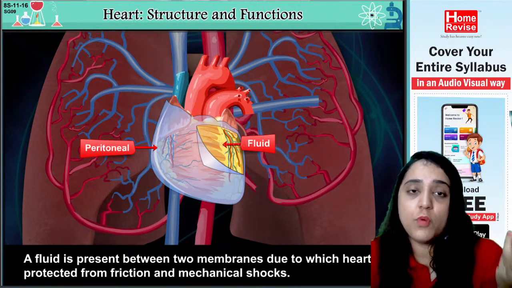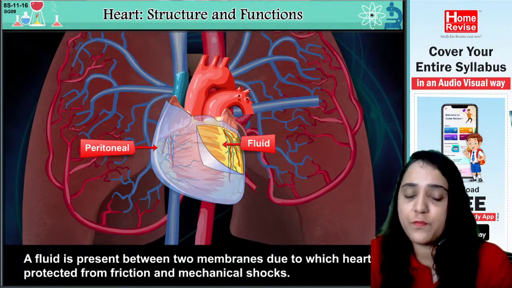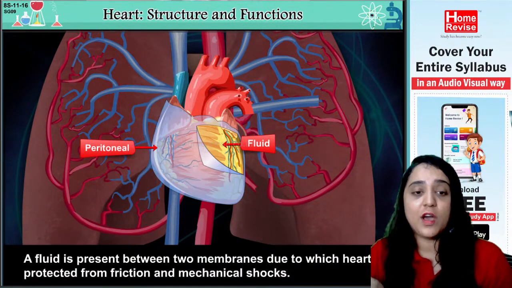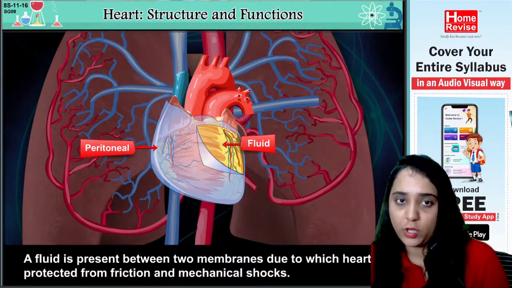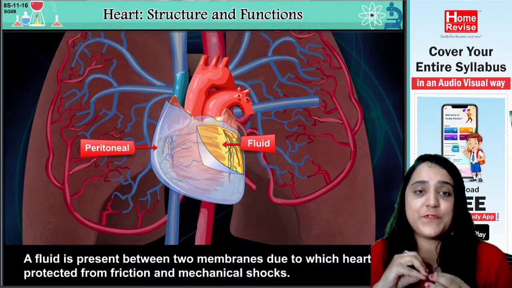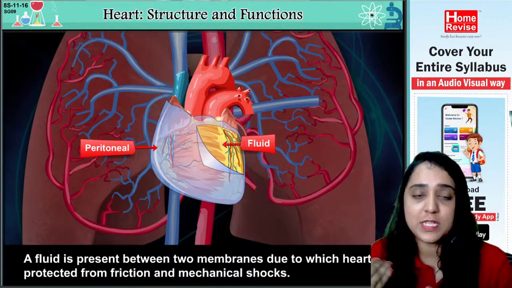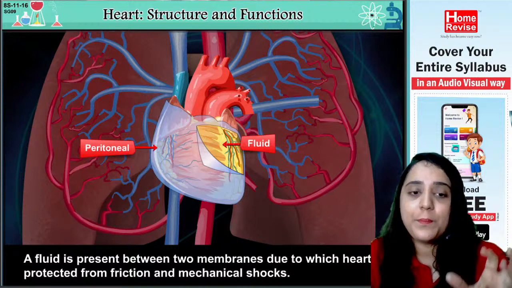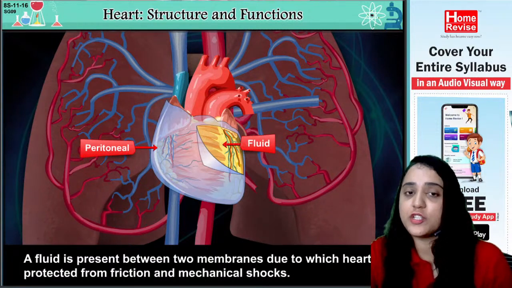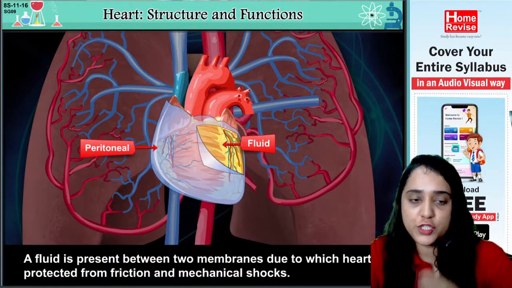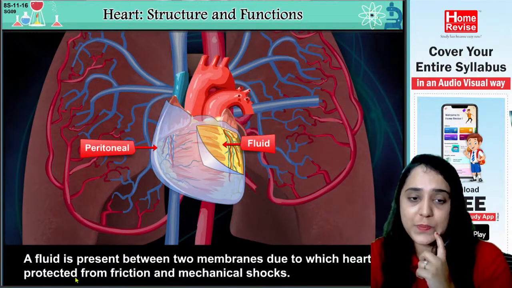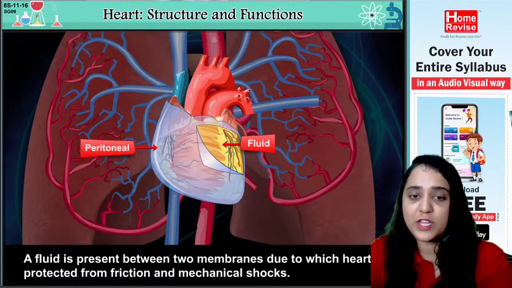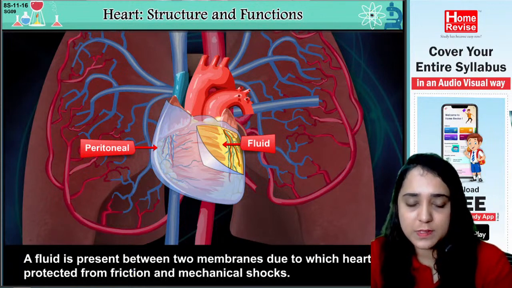Now the main purpose behind this fluid is to protect the heart from any friction or mechanical shock. The fluid present between these two membranes prevents the heart from any friction or any kind of mechanical shock. So again I repeat, a fluid is present between the two membranes, due to which the heart is protected from friction and mechanical shocks.